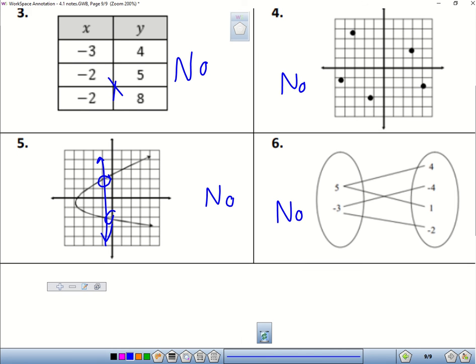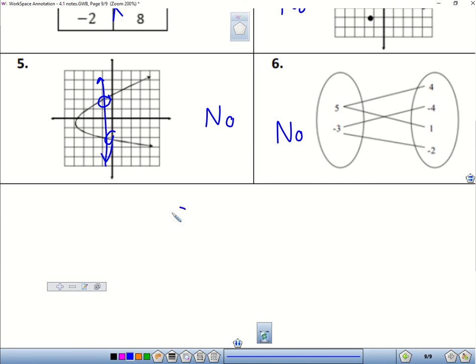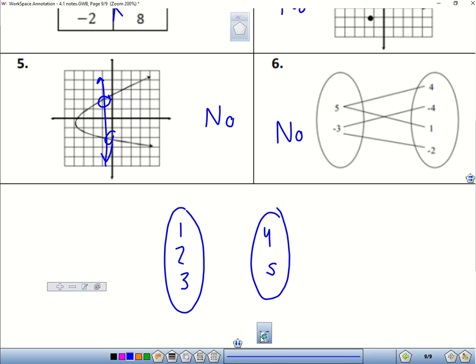Now I do want to quickly just show you something. You don't have to draw this, but this one I think throws students off sometimes, so I do want to show you. So say we have like 1, 2, 3, and then we have like 4, 5 over here. And we have 1 going to 4, we have 2 going to 4, and we have 3 going to 5. It only matters if x is repeating or not, right?